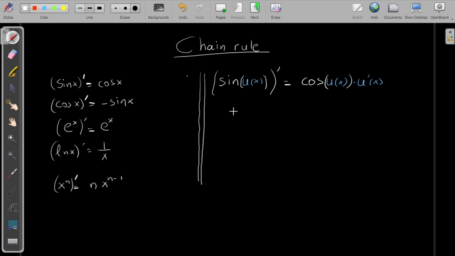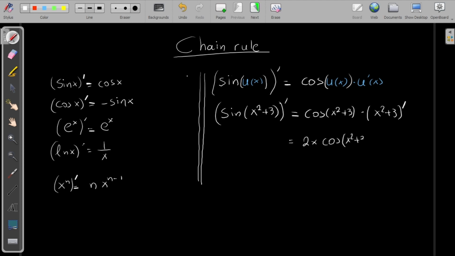Let's see an example. If I had, instead of sine x, sine of, let's say, x squared plus 3, derivative. Now the function inside sine is not x, it's x squared plus 3, so the derivative is going to be cos of that function, x squared plus 3, times the derivative of this inside, x squared plus 3 derivative, which is, the derivative of a constant is 0, and the derivative of x squared is 2x. So the answer of this is 2x cos of x squared plus 3.